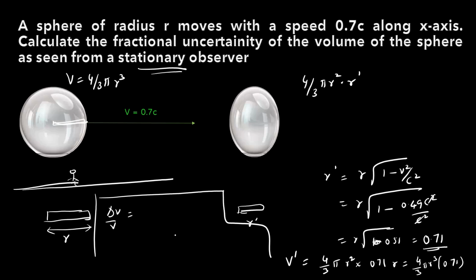What is delta V now? It is 4/3 pi r cubed minus 4/3 pi r cubed into 0.71, which is 4/3 pi r cubed into (1 minus 0.71). Right? I subtracted this from this one here. Divided by, what's the original value? 4/3 pi r cubed. This and this go away. So you get 1 minus 0.71, which should be around 0.29, right?